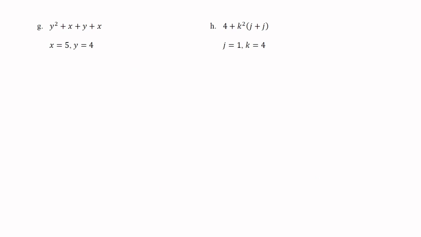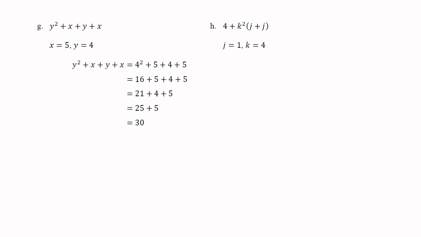Two more examples here for you. X equals 5 and y equals 4 in example G. So we're going to substitute those values in. We'll start by taking care of the power. 4 squared is 16. And then we just add left to right. 16 plus 5 gives us 21. 21 plus 4 gives us 25. 25 plus 5 gives us 30.